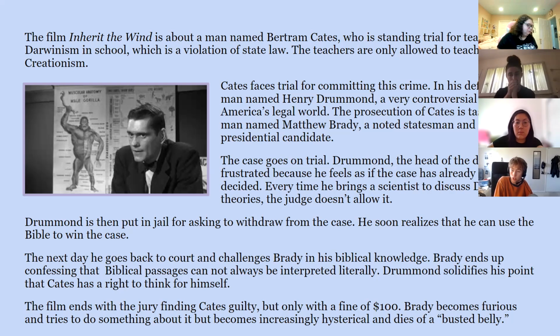And the prosecution of Cates is tasked to a man named Matthew Brady, who is kind of like an adversary to Henry Drummond. He was a noted statesman and also three-time presidential candidate. And when he comes into town, he's kind of paraded and everyone's really excited for this trial. It's kind of a big deal. No one really likes Drummond, though. They all like Brady. The case goes on to trial.